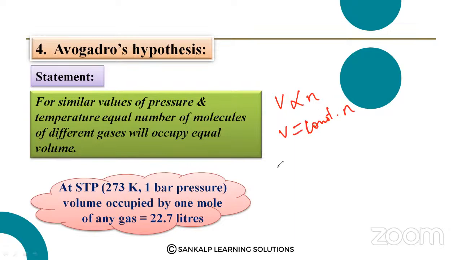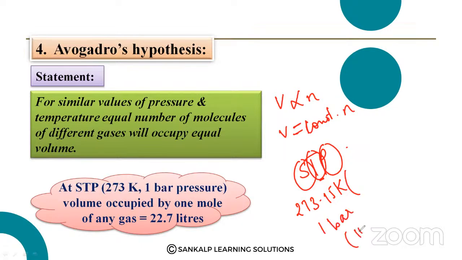Therefore, the volume of gas is directly proportional to the number of moles. So 1 mole of each gas at STP. What do you mean by STP? STP is standard temperature and pressure. The standard temperature is 273.15 Kelvin, and the pressure is 1 bar, or 10 raised to 5 pascals. In degrees, it is 0 degrees Celsius.